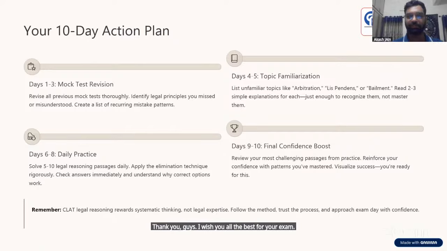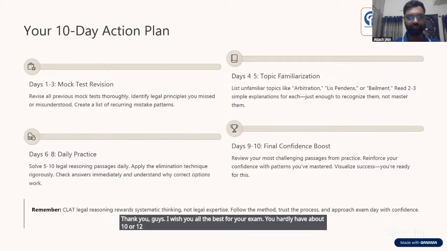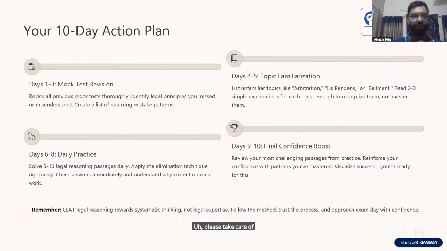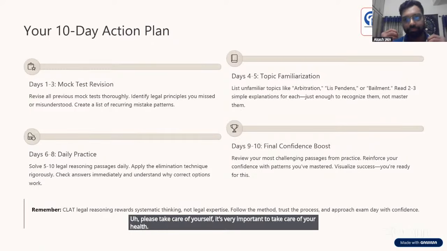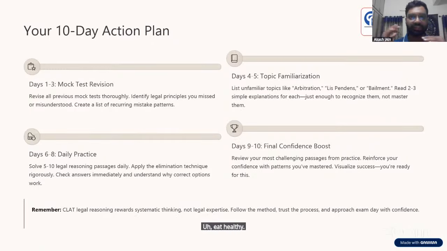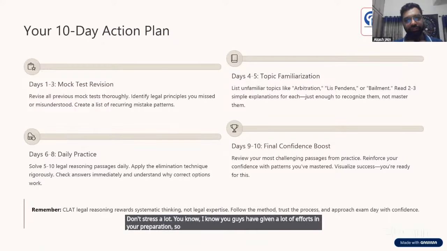You hardly have about 10 or 12 days left for the final exam. Please take care of yourself. It's very important to take care of your health. Eat healthy, drink plenty of water, keep yourself hydrated. Don't stress a lot. I know you guys have put in a lot of effort in your preparation. So be confident about your preparation, irrespective of how much you're scoring in mocks.